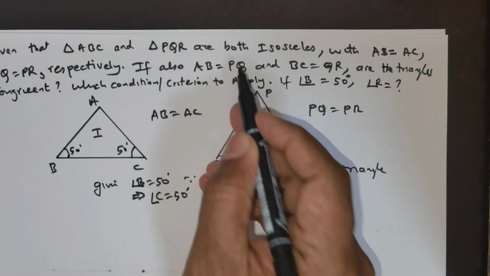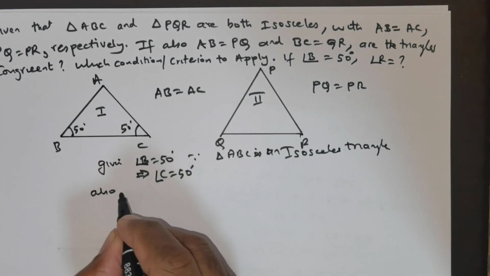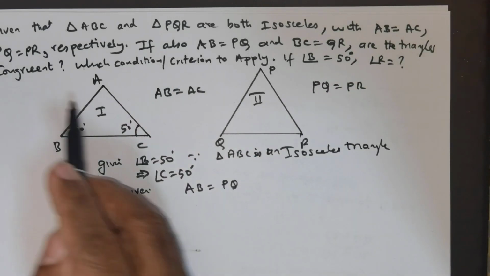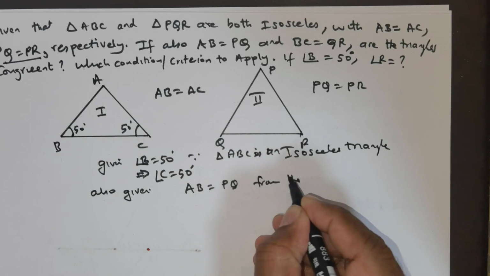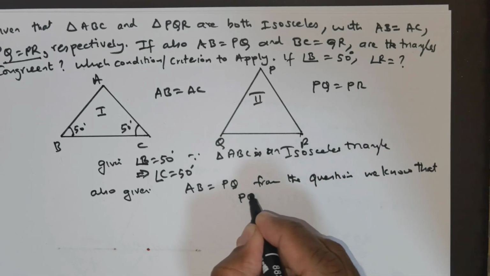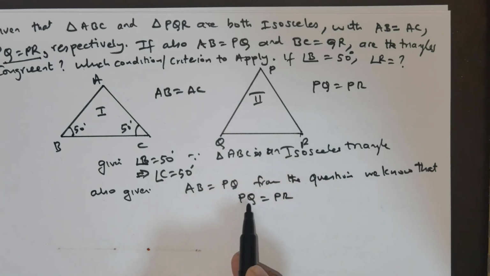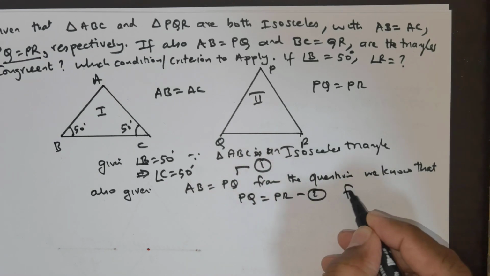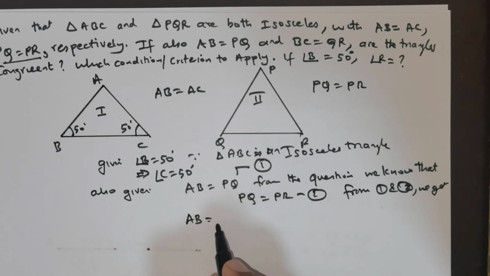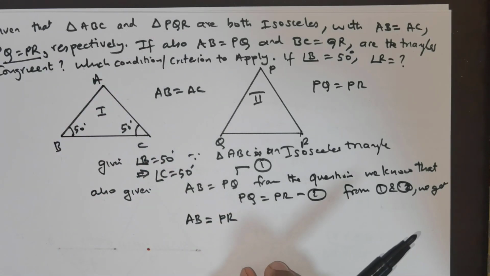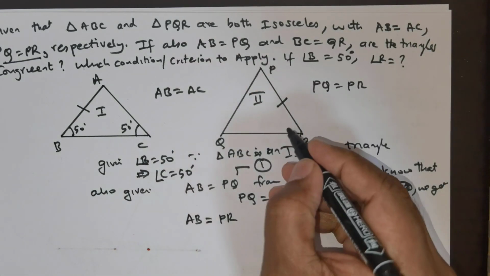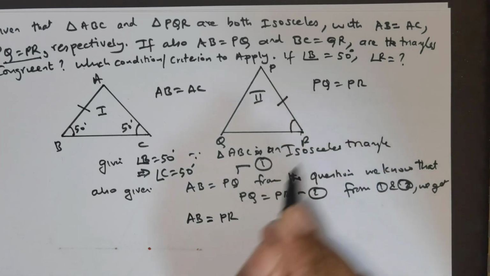Now the next thing is AB is equal to PQ. Also given AB is equal to PQ, and over here from the figure or from the question we know that, what do we know? We know that PQ is equal to PR. Now AB is equal to PQ, PQ is equal to PR. So if I were to take this as 1 and take this as 2, from 1 and 2 we get, so what do we get from 1 and 2? We can clearly say AB is equal to PR. So AB and PR, this side and this side are one and the same. We are expected to find this angle. We don't know what this angle is. I'm coming to that point yet.